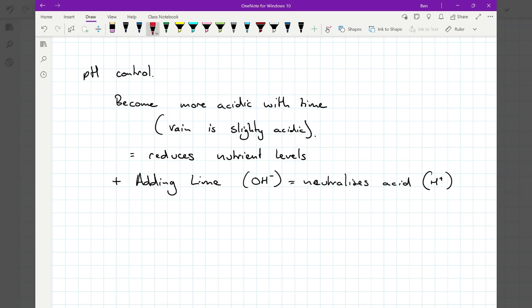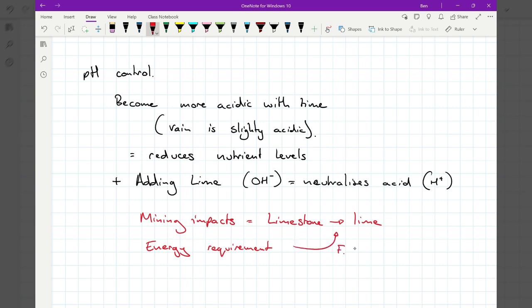Now, the downside of this is you have mining impacts because limestone is mined to produce lime. And this also has a large energy requirement. So it takes lots of energy to do this, and that's typically using fossil fuels, which means that we have greenhouse gases being produced, and therefore potentially contributing to global climate change.